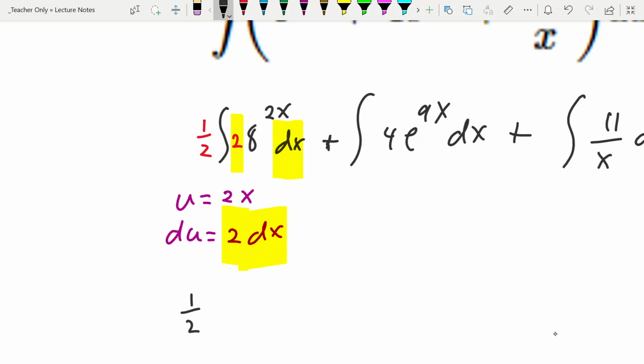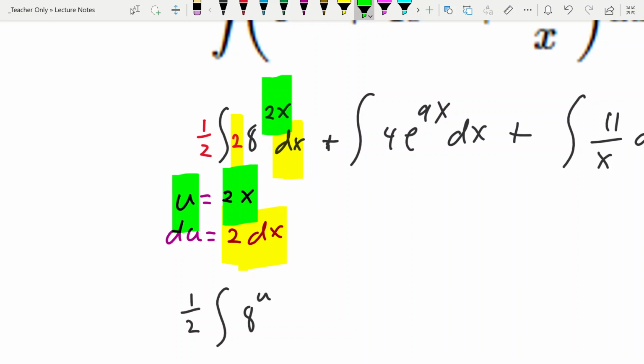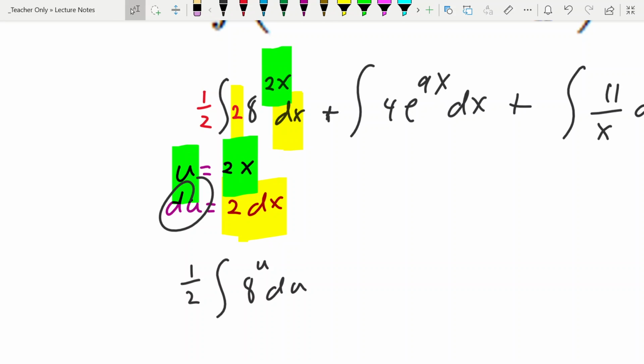So this is going to be 1/2 antiderivative of 8 to the u, right? Because everywhere I have a 2x, I'm going to replace that with u. So my 2x became u, okay? So that's going to leave us with 8 to the u du, because everything that was yellow got subbed out and turned into du. And there we go. So now that first antiderivative is ready to go. This is a base rule. So now we move on to the next one.